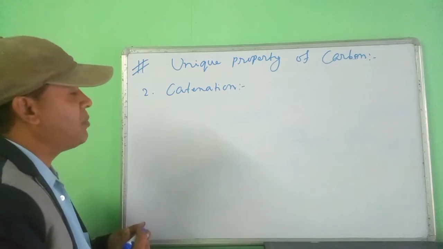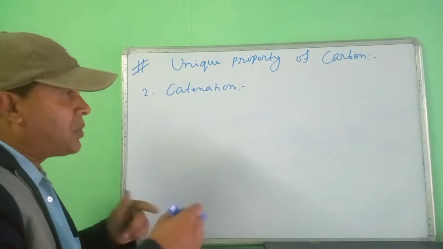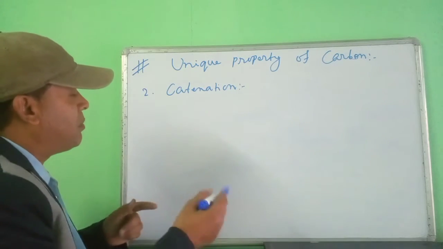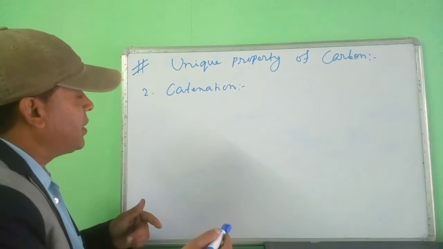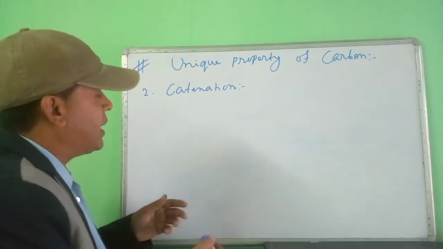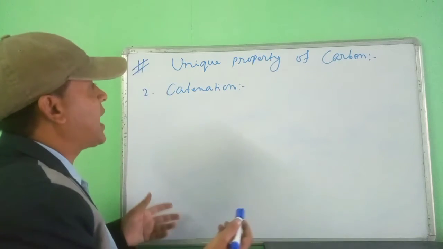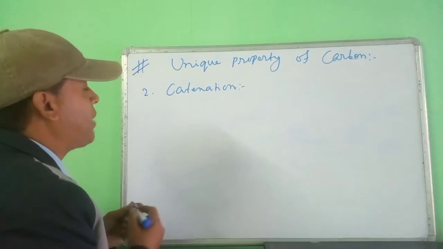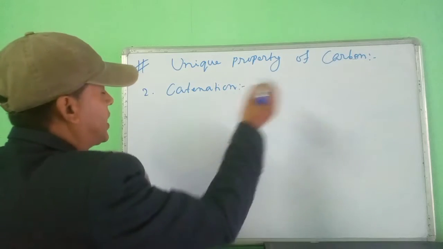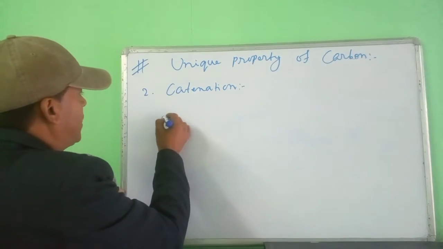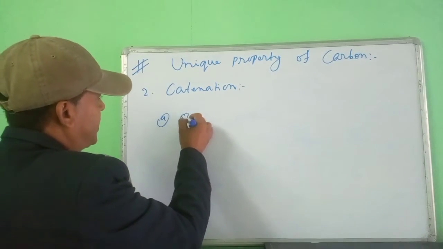Understand? So catenation means self-linking. A huge number of carbon atoms bond with each other, making covalent bonds, and different structures can be formed. So here there are different types of structures in the case of carbon. So now at first, the straight.